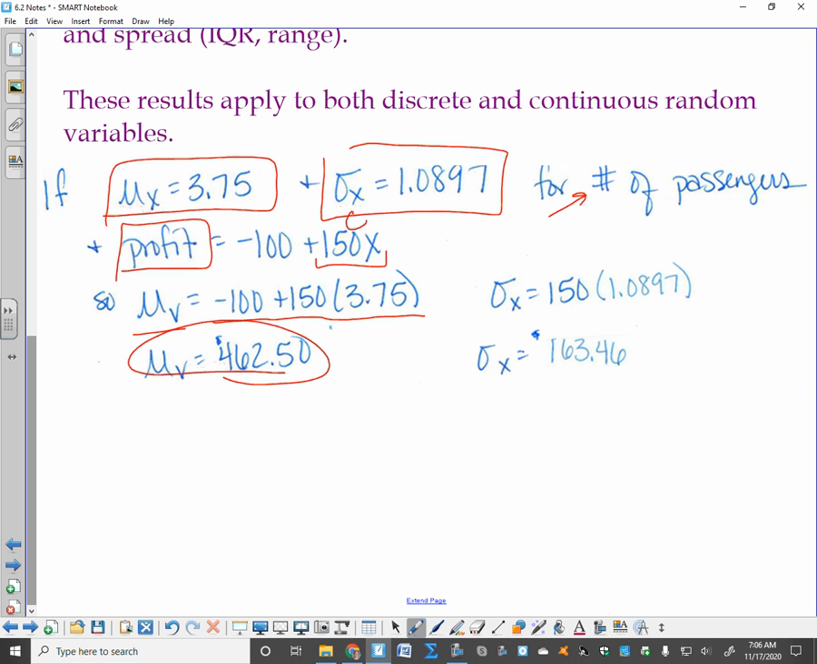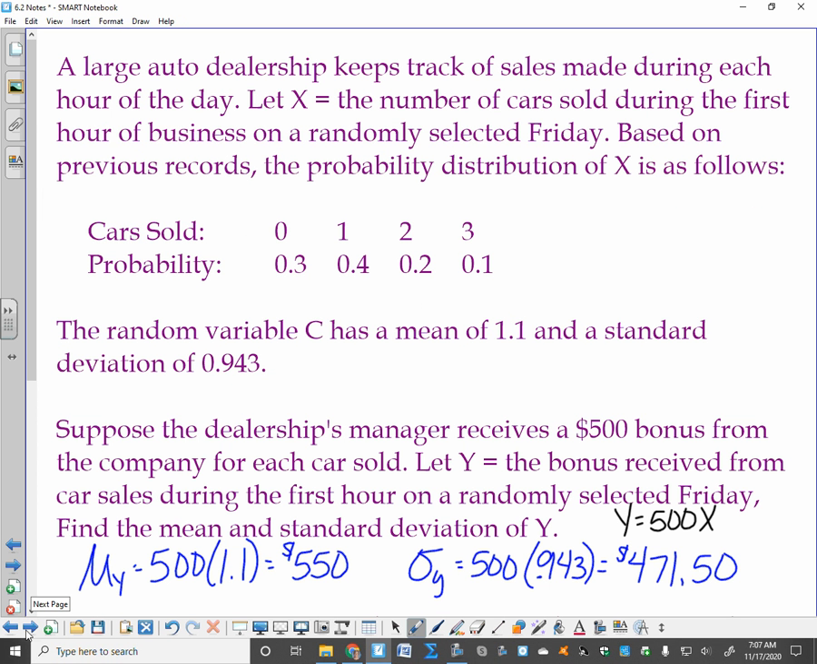Sigma sub v, that should be a v, is 150 times sigma sub x. So sigma sub v only got multiplied 150 by the sigma sub x. It did not subtract the 100. Just make sure you're super clear on what changes what. Okay.